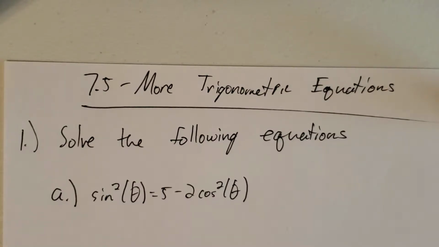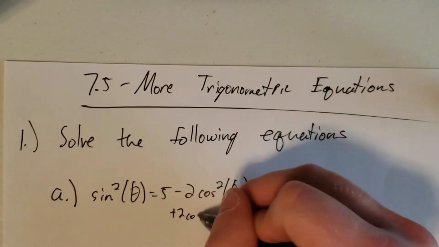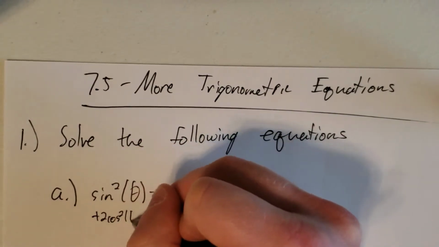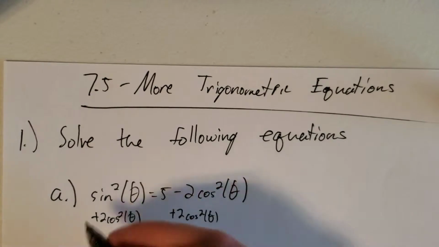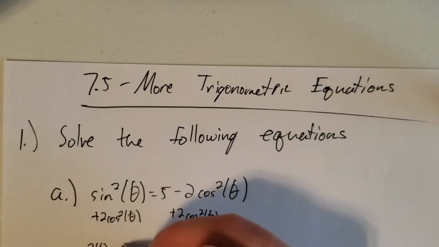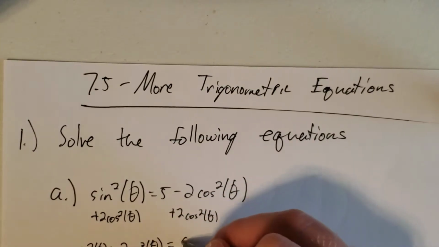cosine squared of theta. One thing we might try, and this isn't entirely obvious, but after you do several examples, you might try this. If we add 2 cosine squared of theta to both sides, so let's go ahead and do that. And what do we get? Well, we get sine squared of theta plus 2 cosine squared of theta is equal to 5.